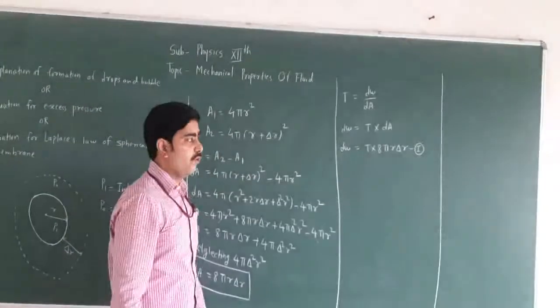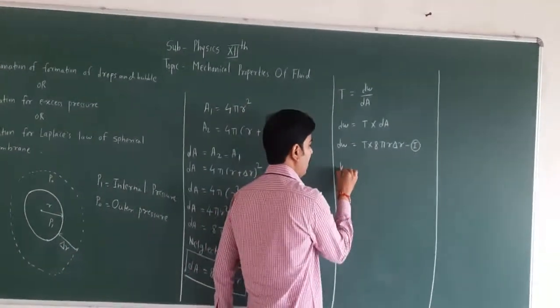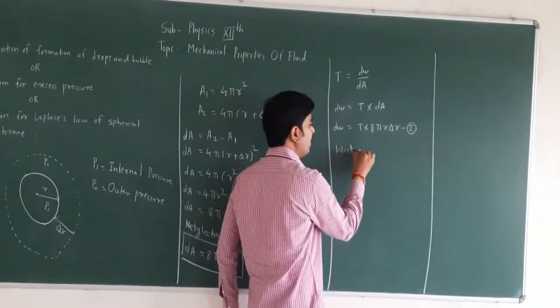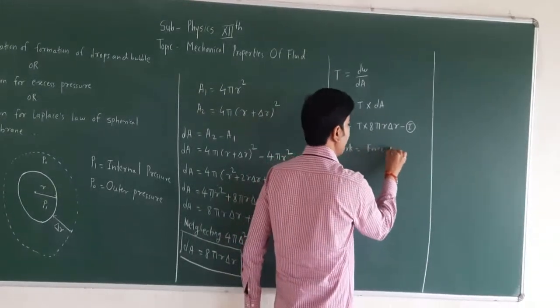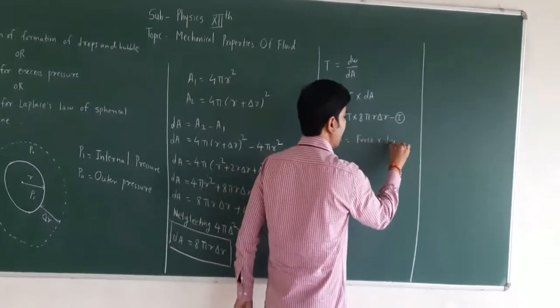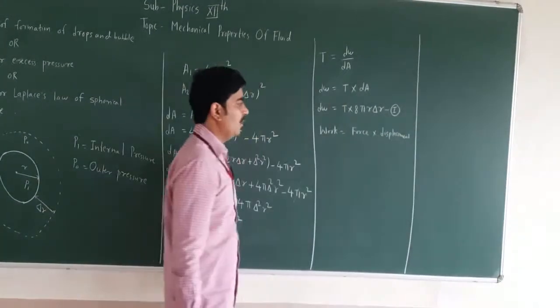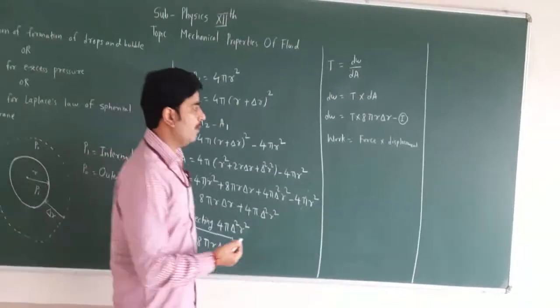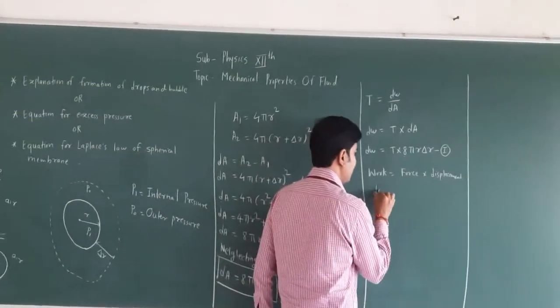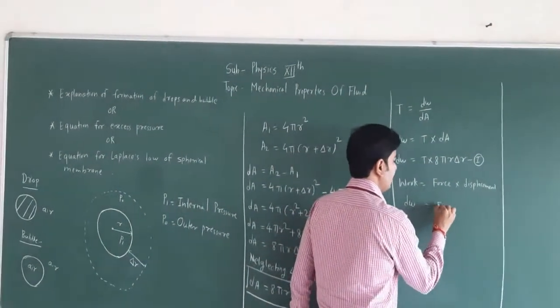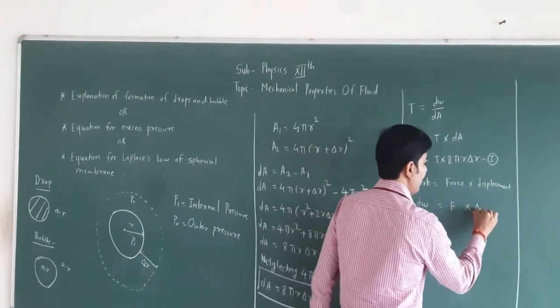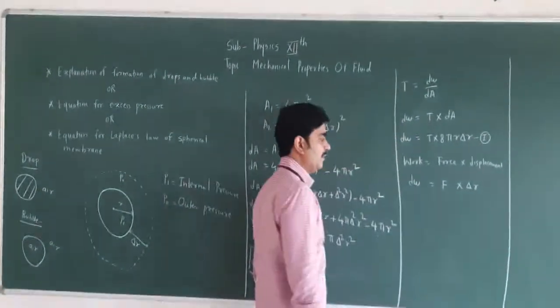According to the definition of work, what is the work done? Work is equal to force multiplied by displacement. What is the formula for the work? Work is equal to force multiplied by displacement. Let us consider dW to be the work, F the force, and delta r the displacement.